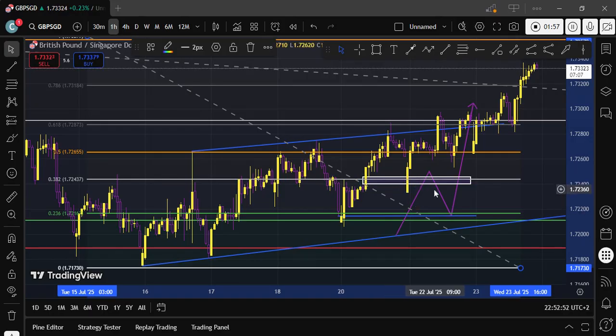Even though I was expecting the market to drop to this level, I forgot my stop loss here. My stop loss was too high, so it stopped me out. And I tried to re-enter the market here, it stopped me out again. So it was a failed trade.